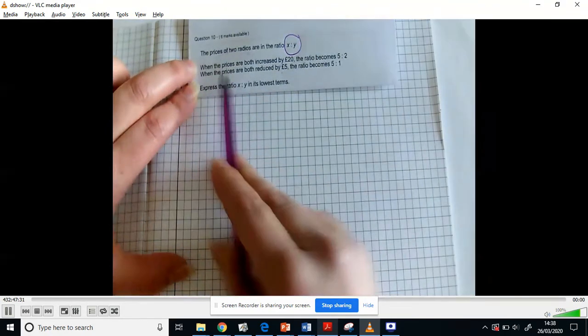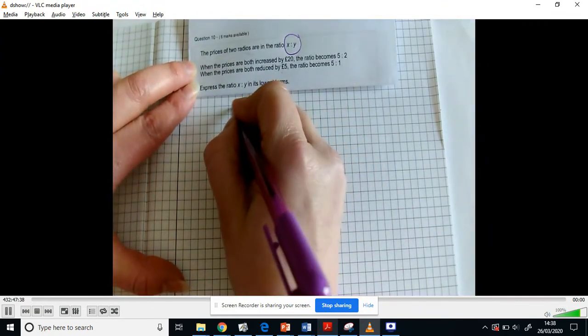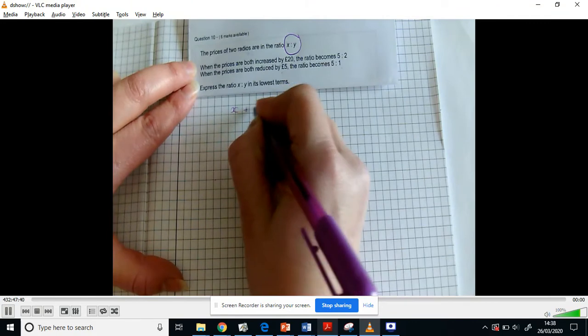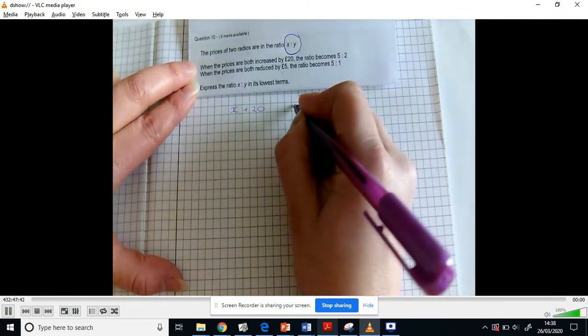Okay, so question 10 was another question that people were struggling with a little bit. So we've got the radios and they're in a ratio of x to y. Now we're told if we increase the price by 20, the ratio becomes 5 to 2. So then I would have x plus 20 and I would have y plus 20.